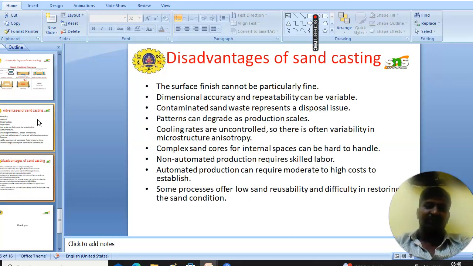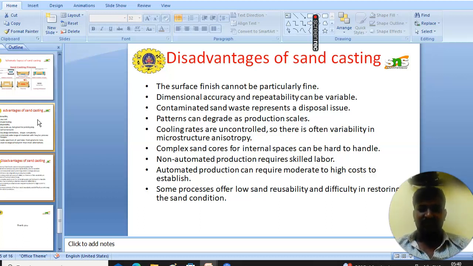The final topic is the disadvantages of sand casting. The surface finish cannot be particularly fine. Dimensional accuracy and repeatability can be variable. Contaminated sand represents a disposal issue. Patterns can degrade as production scales. The cooling rates are uncontrollable.